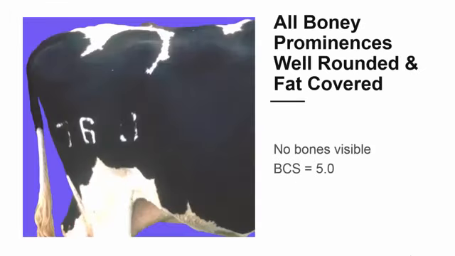The highest score of 5.0 is assigned to cows that have a generous covering of fat on all the bones we've discussed. These cows are well-rounded.